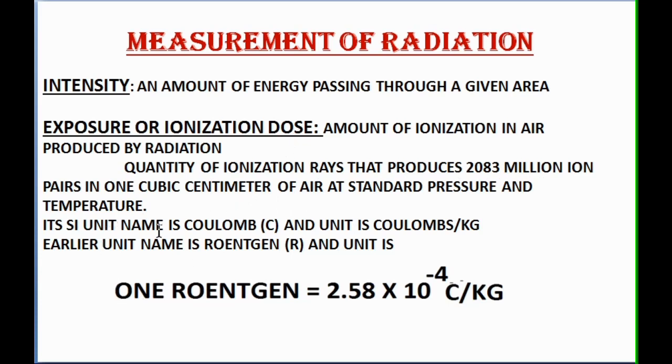Its SI unit name is coulomb and the unit is coulombs per kilogram. The older unit name is Roentgen and the unit is R. 1 Roentgen is equal to 2.58 into 10 to the power of minus 4 coulomb per kilogram.